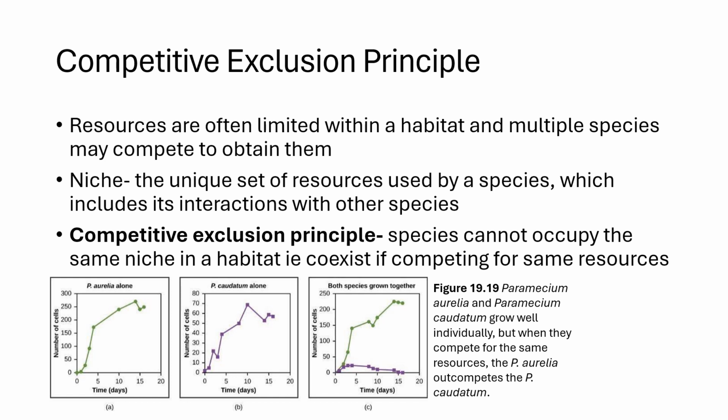And so the example they give in the book is Paramecium aurelia and Paramecium caudatum. They grow well individually, but when you stick them together in the same tube and they have to compete for resources, Paramecium aurelia is going to outcompete Paramecium caudatum. And so this happens. There are some ways around this, of course. You can partition the niche in such a way that one species is using nutrients that are sort of unavailable to the others, but in this instance, you will not be able to have two species within the same niche coexist for those same resources.